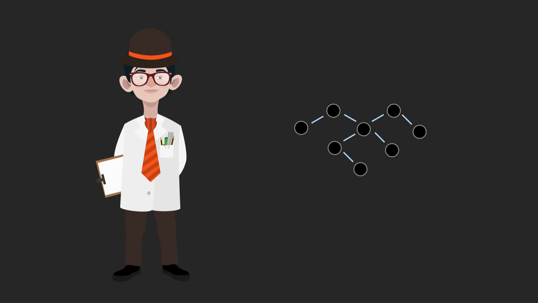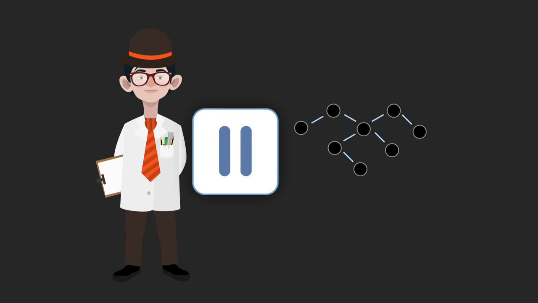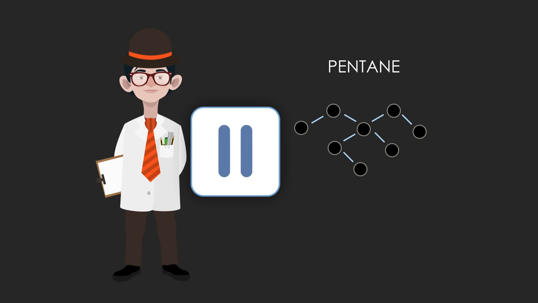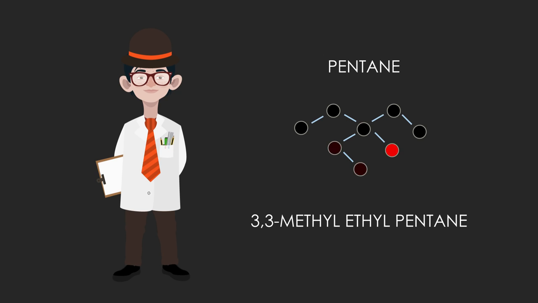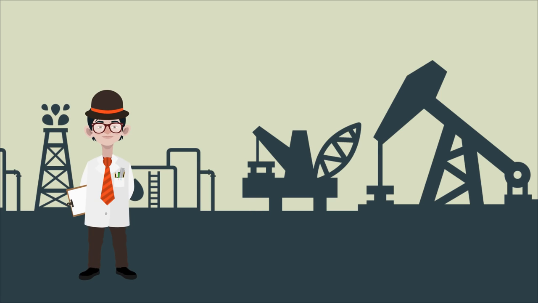But what is its formal name? Pause and count the atoms in the longest chain. Whichever way you count, the longest chain is 5 carbon atoms long, so the name will be pentane. And off the third atom in the chain, there is an ethyl group and also a methyl group, so its name will be, pause and think, 3,3-methyl-ethyl-pentane. But this compound is not normally found in crude oil and is very expensive.